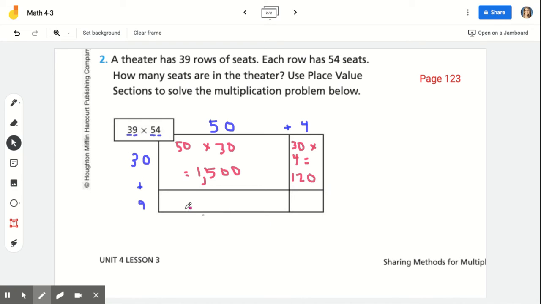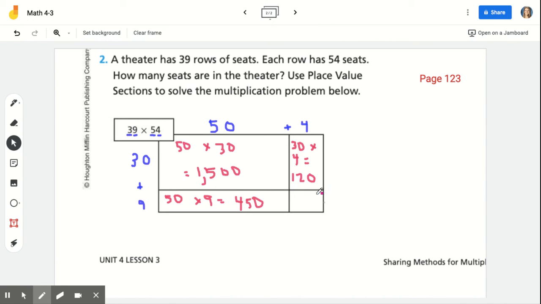Okay, let's keep going. This place value section down here, this long rectangle, the multiplication sentence is going to be, well, the length from here to here is 50. It's labeled up here. 50 times what? Times 9. The 9 is from here to here, so we're doing 50 times 9, and then 9 is labeled over here. And then go ahead and solve. Did you get 450?